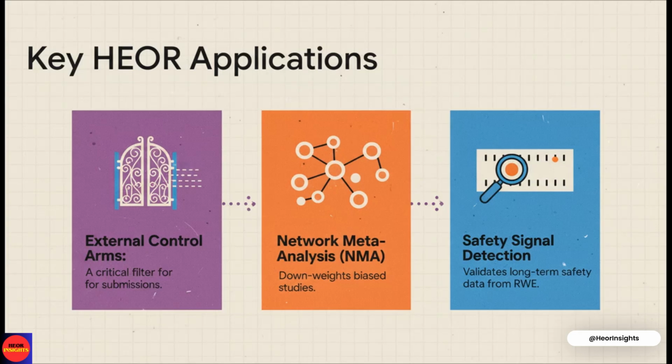So the primary places you'll see ROBINS I used in HEOR are for assessing those external control arms, where it's a make or break filter. It's also used in network meta-analyses to decide how much weight to give to more biased observational studies. And it's also really helpful for validating long-term safety data that comes from real-world evidence.